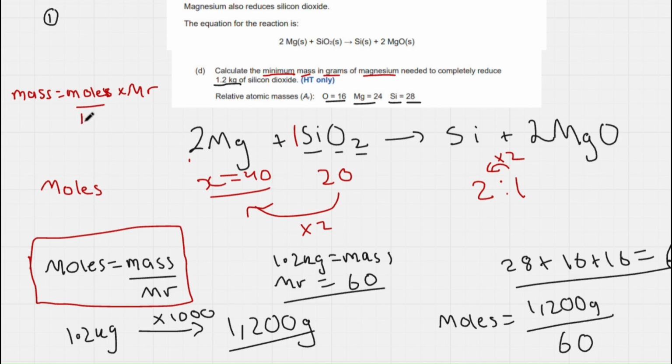Now we've worked out the moles, we just need to know the Mr of magnesium. We're given that here. The mass of magnesium is 24. And we don't need to work out the Mr because magnesium isn't a compound, it's just the element itself. So we can just use the atomic mass, which is 24. So 40 times 24 is going to give us the mass, which, plug that into your calculator, 960 grams. And that is your answer and how you work out the minimum mass in grams of magnesium.